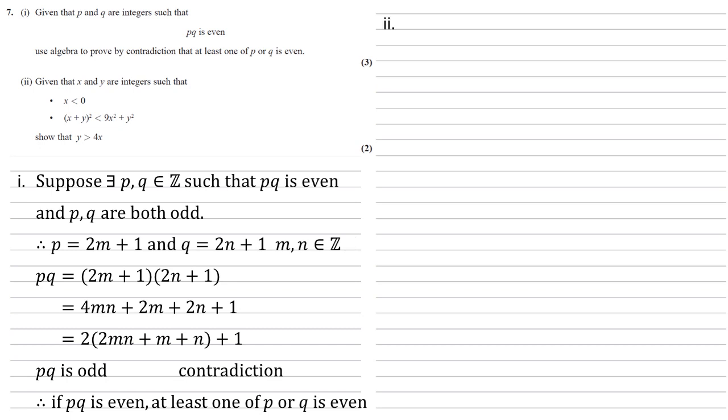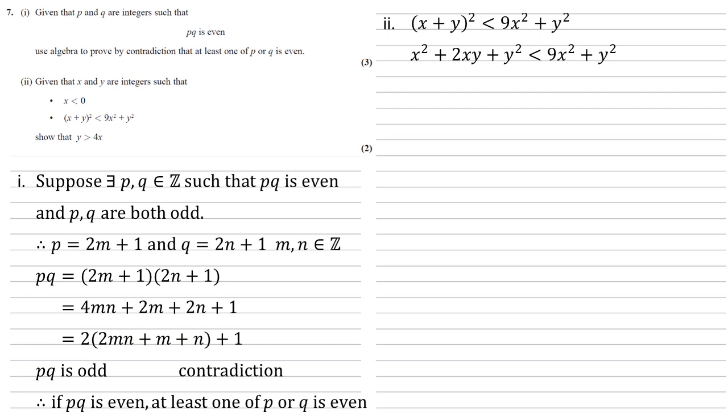For part 2, given that x and y are integers such that x is smaller than 0 and (x + y)² is smaller than 9x² + y², we need to show that y is larger than 4x. So let's start with the second inequality, (x + y)² smaller than 9x² + y². I'm going to square the left-hand side, so we get x² + 2xy + y², which is still smaller than 9x² + y².